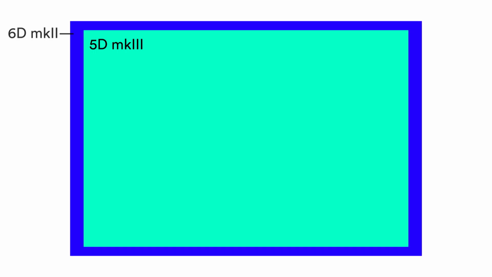5D Mark III, 6 frames a second. 6D Mark II, 6.5 frames a second. 5D is 22 point something megapixels. 6D is 26 point something megapixels. It's this much bigger. Focus points, both cameras have a lot of them. One of them's got more than the other, I can't remember which.